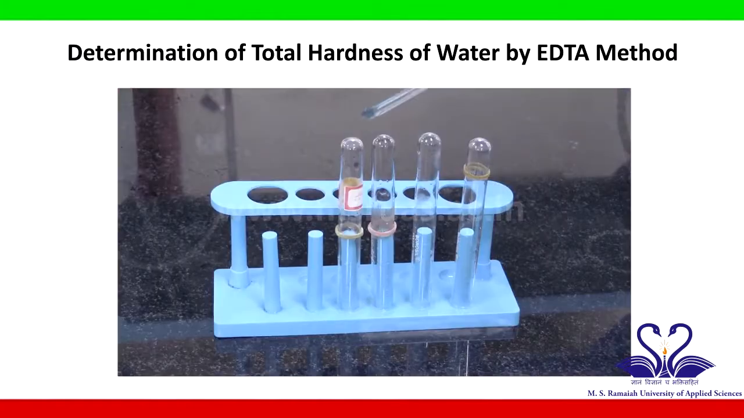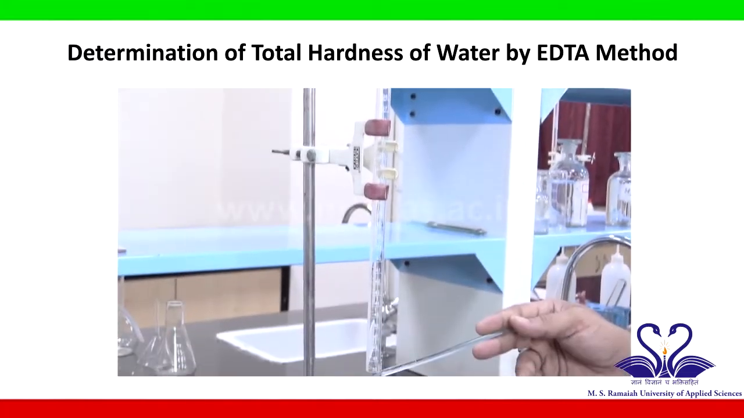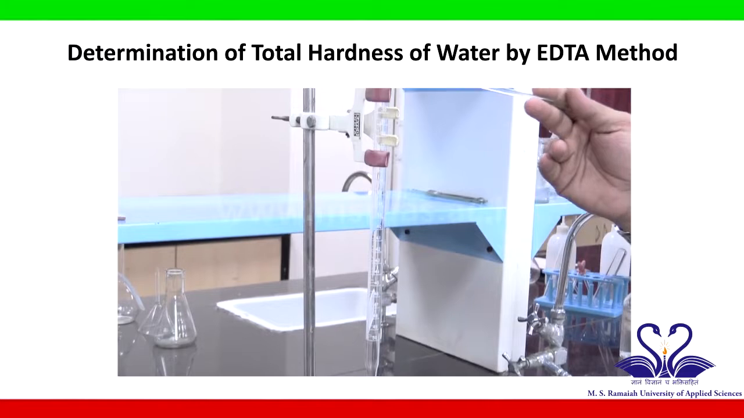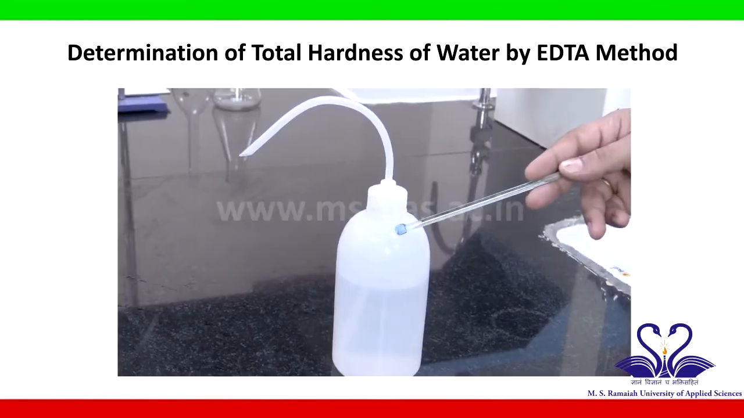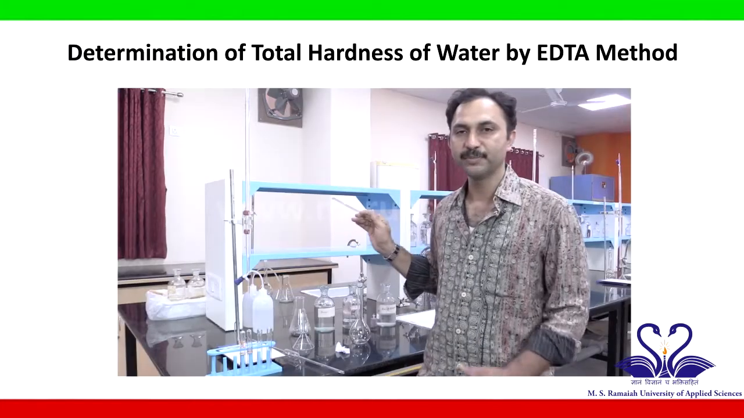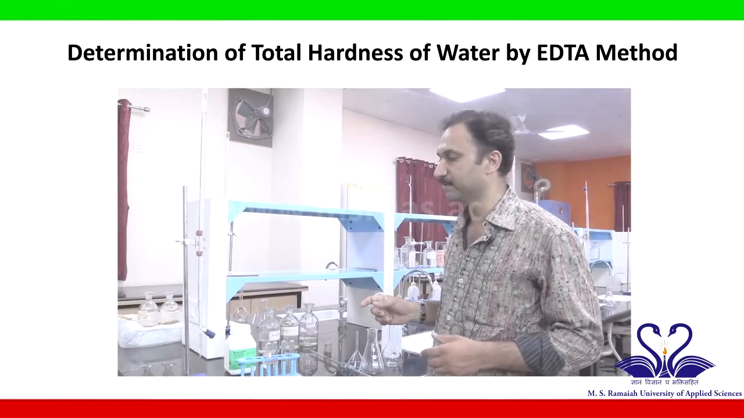Test tubes to add ammonia and also to add the buffer solution. We will be using the test tubes. Burette, a 50 ml burette, which we are using to transfer the standard solution you are taking in the burette. Wash bottle containing distilled water to wash the apparatus. So these are the apparatus required to start this experiment. Now let us start the experiment.